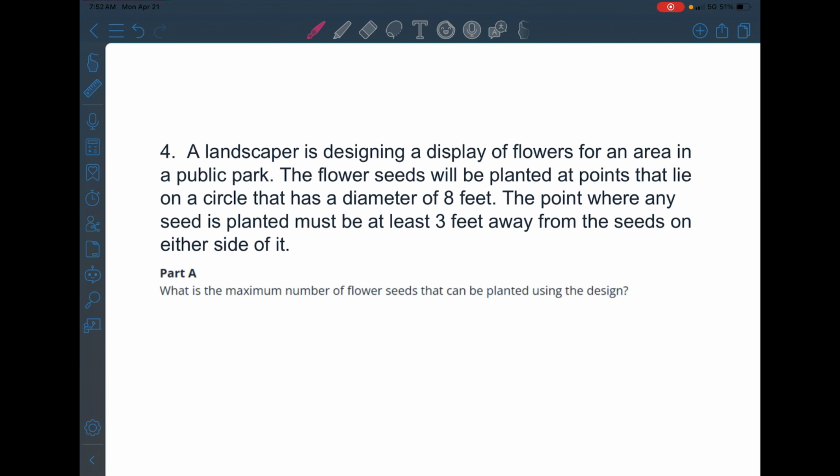So let's go back and look. It will be on a circle, so we're going to make a circle. Okay, the diameter is 8 feet. That will help us. And they must be at least 3 feet away. So they can be more than 3 feet away, but they have to be at least 3 feet away from each side. So I know that my diameter is 8.